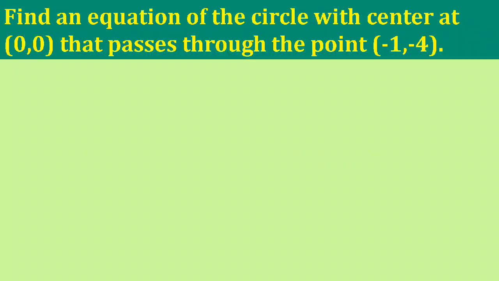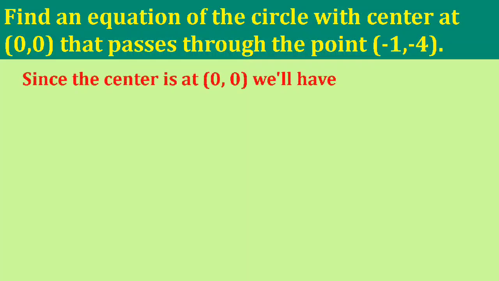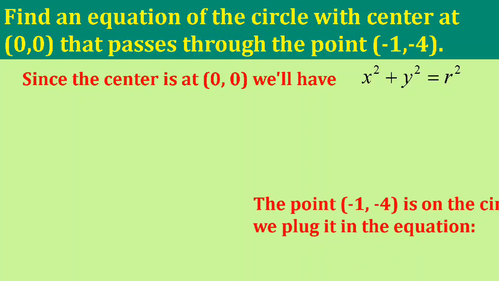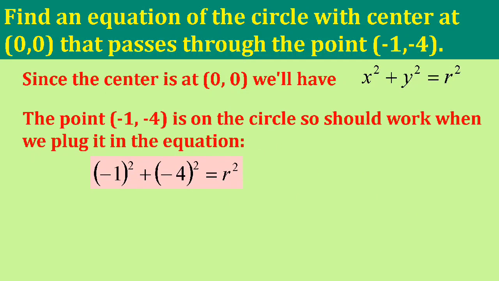For this example, find the equation of the circle with a center at (0, 0) that passes through the point (-1, -4). Since the center is at (0, 0), we are going to use the equation x raised to 2 plus y raised to 2 is equal to r raised to 2. So the point (-1, -4) is on the circle, so it should work when we plug it in the equation.